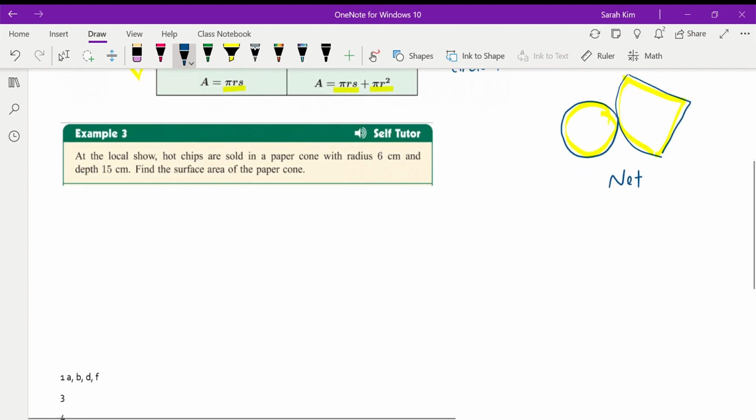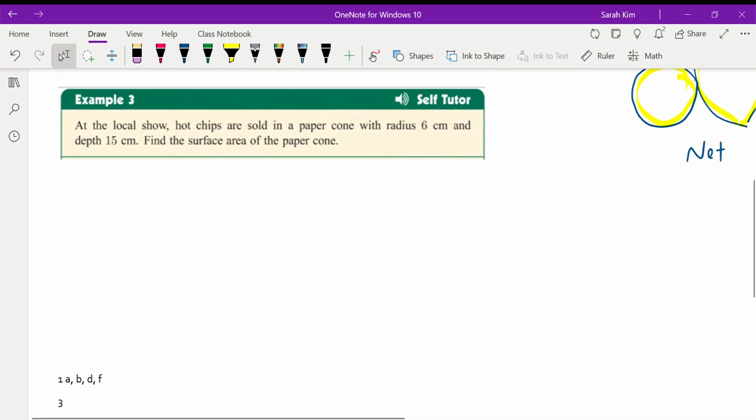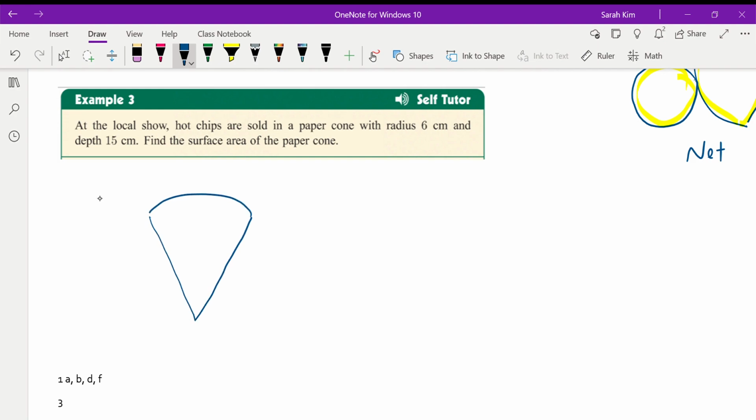So let's have a look at this example. I want you to write example 3 and then we'll give it a go. Copy it down as you watch it. At the local show, hot chips are sold in a paper cone with radius 6 centimeters and depth 15 centimeters. So I'm going to assume a paper cone, something like this. Draw it as well as you can, 6 centimeters, and then depth, so this is 15 centimeters. Find the surface area of the paper cone.